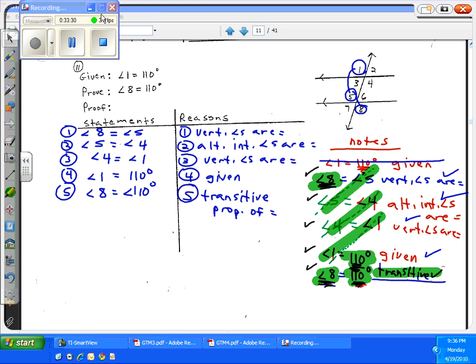All right. So that's Unit 3-2 daily work.